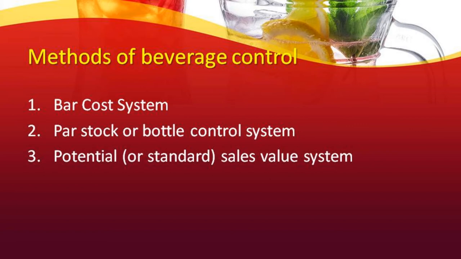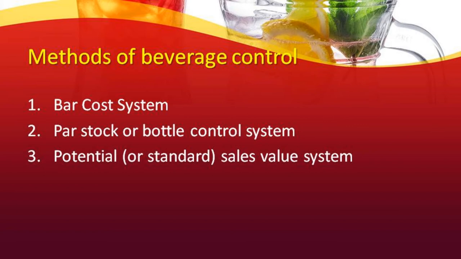Then there is the bar stock or the bottle control system. This is a simple yet effective method of beverage control, and it is particularly used for the smaller type operations where there are few full-time control staff. The following points should be noted. The level of bar stock is established for each bar.